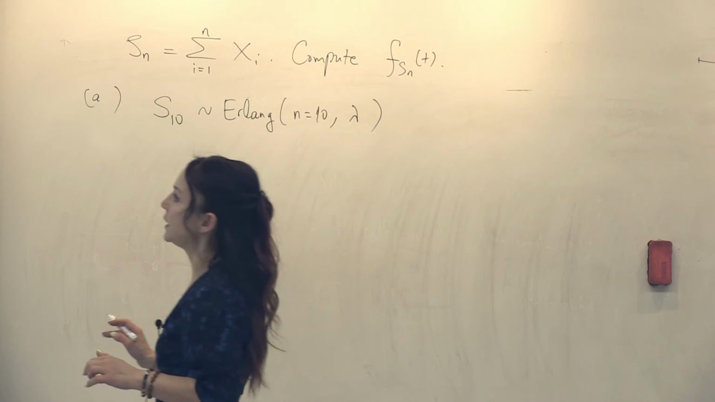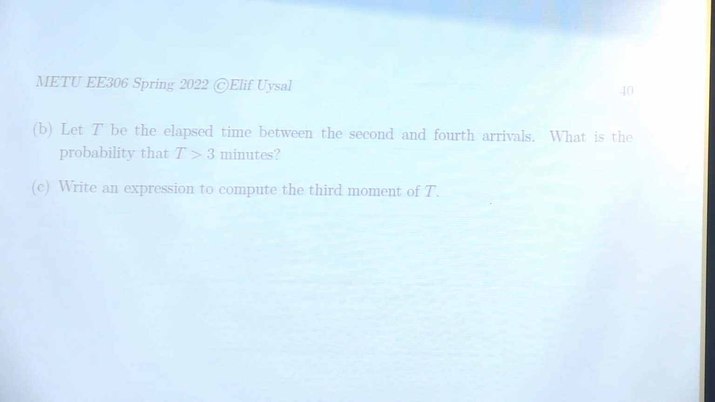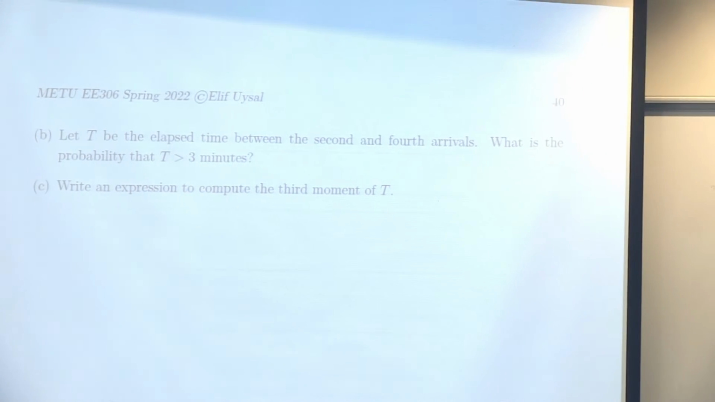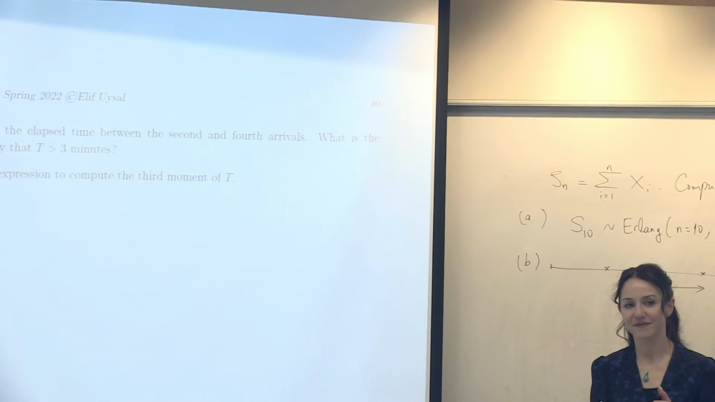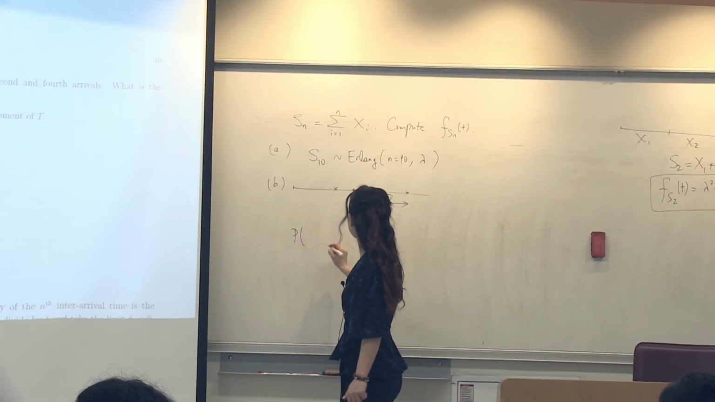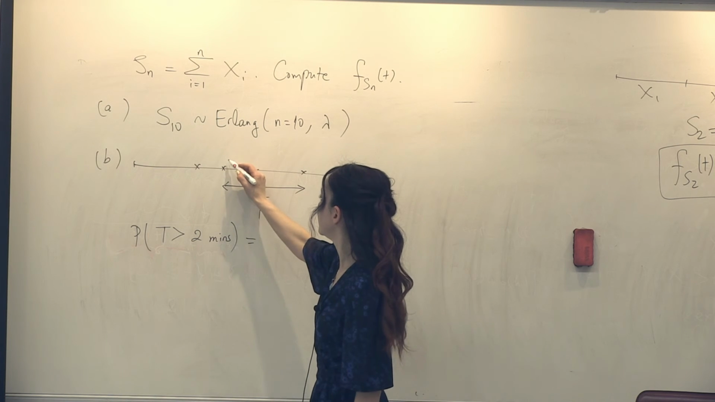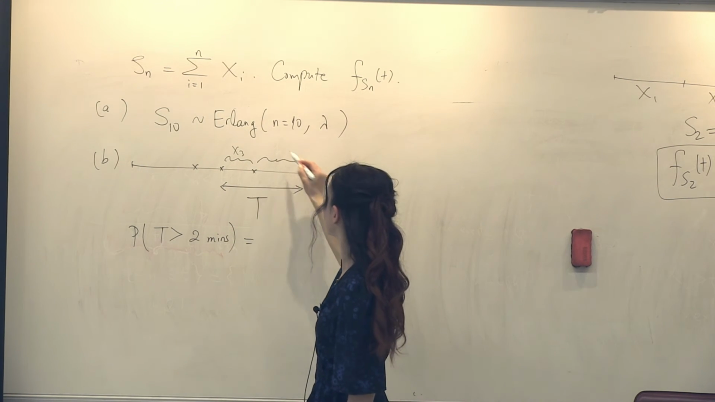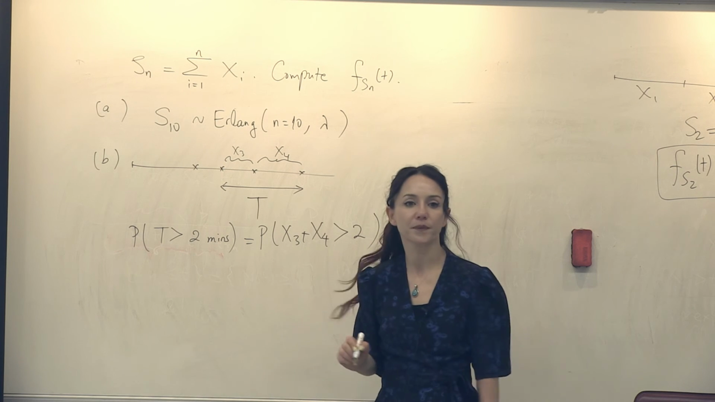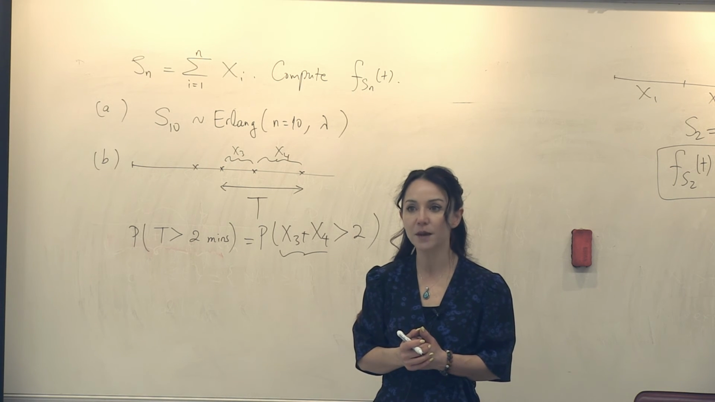Now, let T be the time elapsed between the second and the fourth arrivals. This is the second arrival. This is the fourth arrival. T is the time elapsed between the second and the fourth arrivals. What is the probability that T is bigger than 2 minutes? Well, what is T? T is x3 plus x4. This is the probability that x3 plus x4 is bigger than 2 minutes. What is the distribution of x3 plus x4? Erlang of order 2, right? It's the same as the distribution of S2.